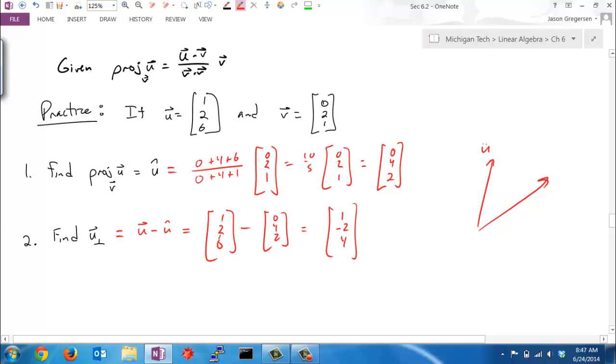So I started with a u and a v. I calculated this vector u hat, and then I calculated this one, u minus u hat. And that result, when I'm done, this u perp should be perpendicular to v. Well, how do I test if these two things are perpendicular? I can always check by taking my dot product. So I have 0 plus negative 4 plus positive 4. So I will get 0. So this is perpendicular to this. So I feel a little more confident.